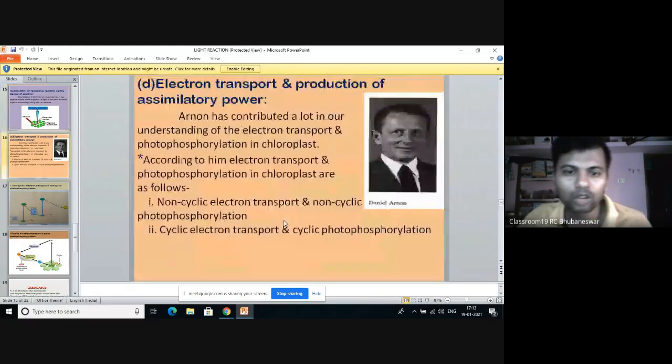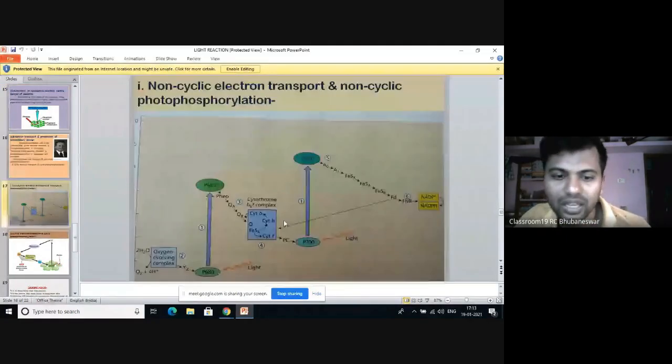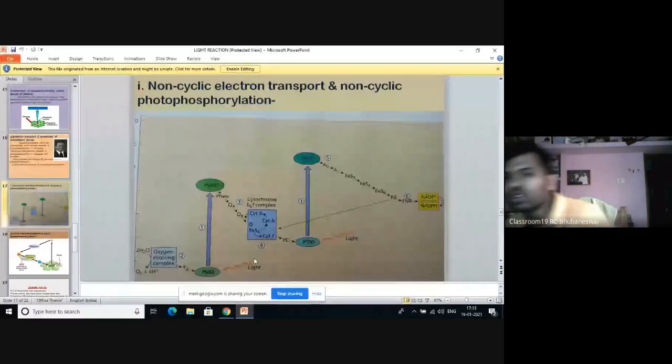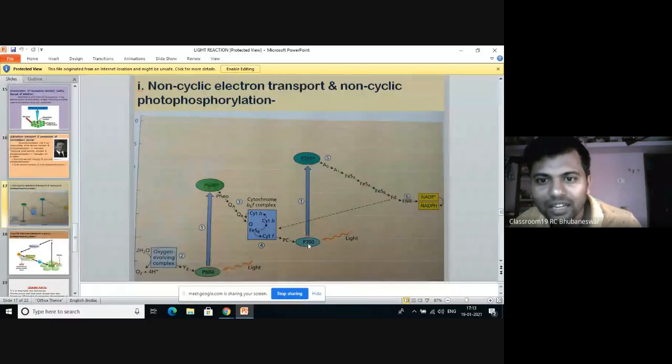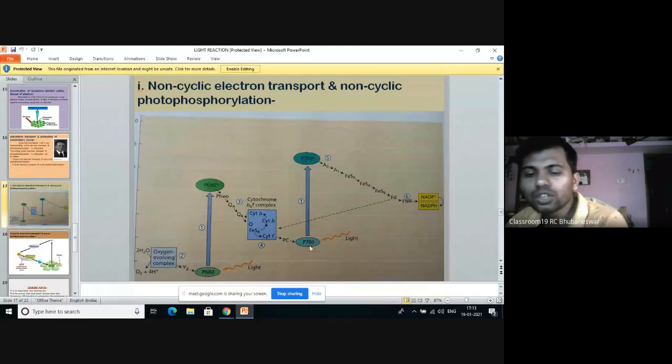So we have two types of electron transport in photosynthesis, one non-cyclic and one cyclic. Non-cyclic is actually the light reaction. In non-cyclic, what happens here? This is photosystem 1, and P700 is the reaction center. First, light energy falls on the surface of the photosystem. Now the electron from this reaction center is expelled. The expelled electron is accepted by the electron carrier A0, then A1, FeS X, FeS A, FeS B, Fd.